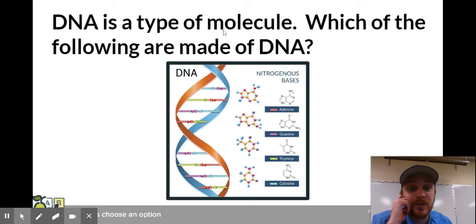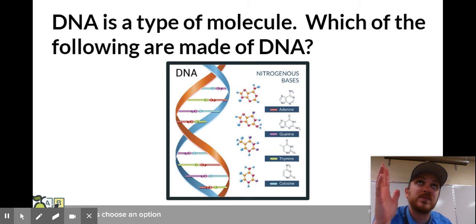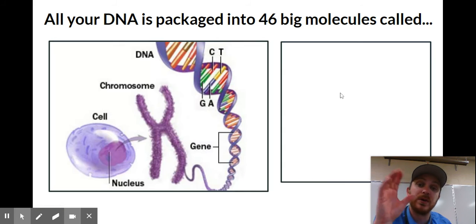DNA is a type of molecule. It's deoxyribonucleic acid, DNA. Which of the following are made of DNA? And you're going to choose multiple choice. There are 4 options, but there are 2 types. There are 2 DNA molecules that we're going to refer to. One's much smaller, one's much bigger.